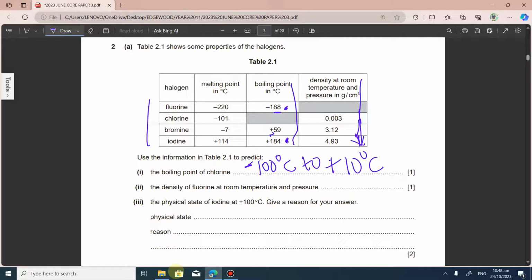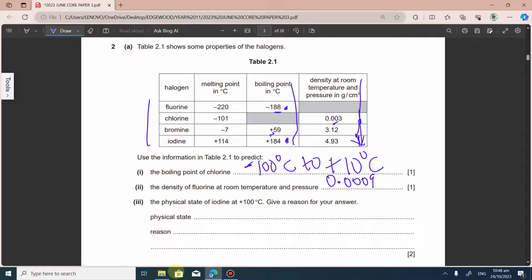So I could simply just pick my own value and say 0.0009. Okay, because it has to be a value lower than that.